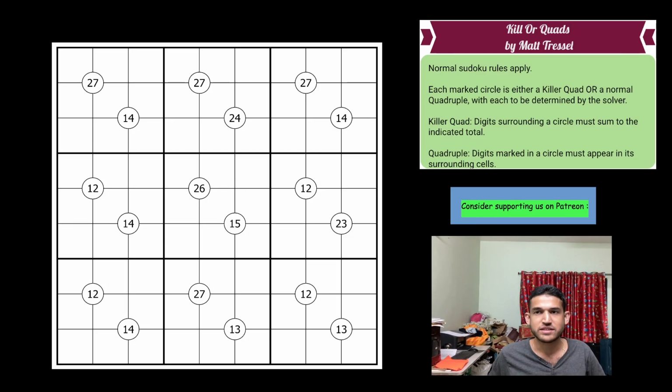I'm here to solve this killer quad Sudoku created by Matt Tresel, and I've solved this Sudoku already and found this to be really interesting to give it a try. So without much further ado, let's jump into the rules.